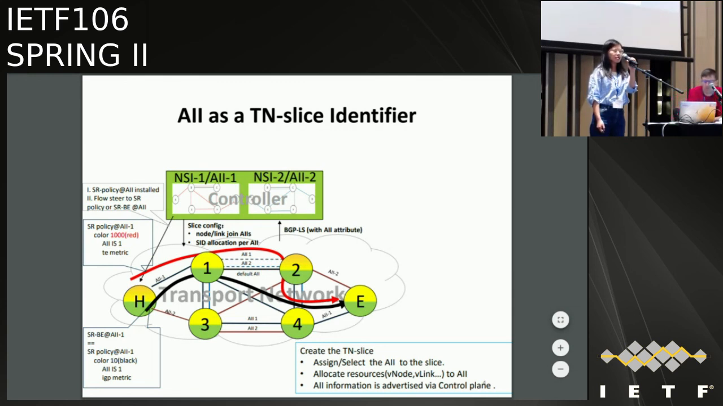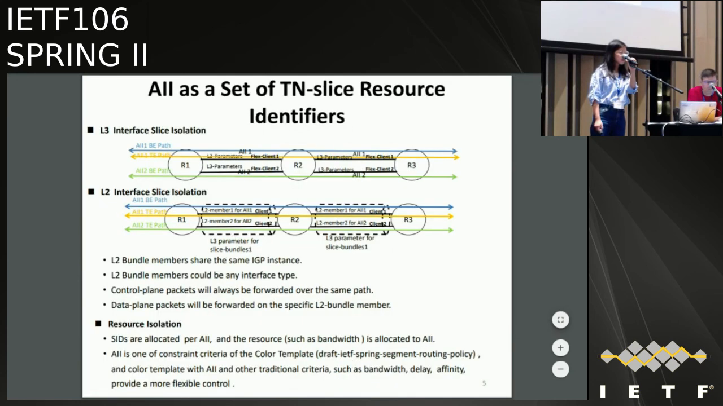The controller collects the resource information with the AII via BGP-LS, establishes the corresponding SR virtual network, and calculates the path according to the color with the AII. There are 2 topologies, red and black. And also AII could be used as a set of transport network slice resource identifiers. This solution supports both soft and hard isolation.